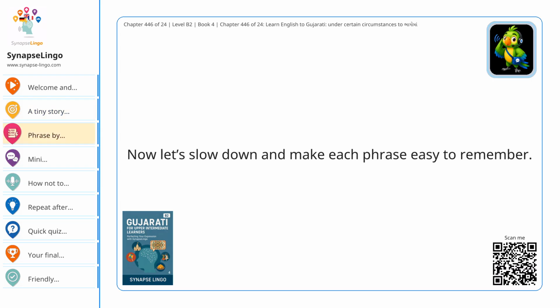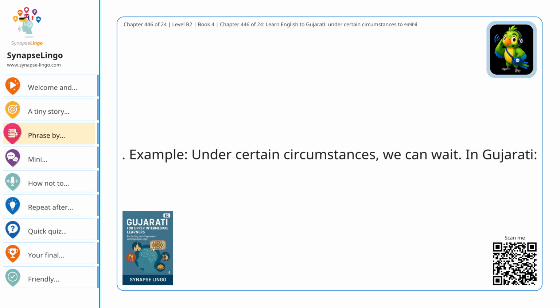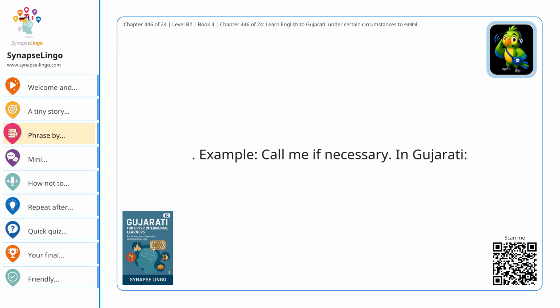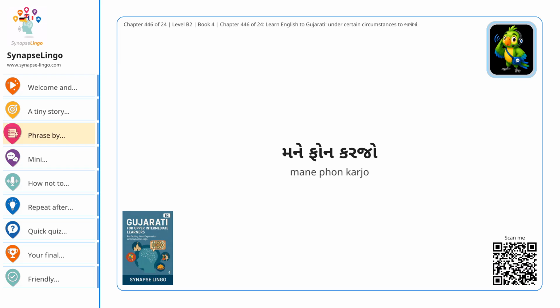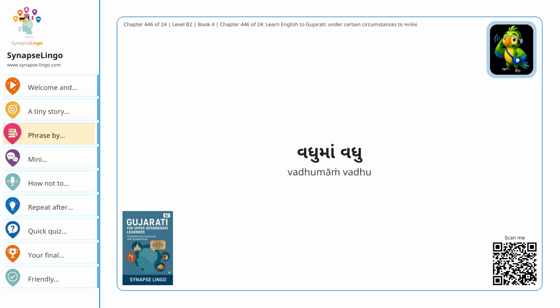Phrase by phrase. Now let's slow down and make each phrase easy to remember. Listen, repeat, and enjoy the examples. Under certain circumstances is ચોક્કસ પરિસ્થિતિઓમાં. Example: Under certain circumstances, we can wait. In Gujarati: ચોક્કસ પરિસ્થિતિઓમાં, આપણે રાહ જોઈ શકીએ. If necessary is જરૂર પડે તો. Example: Call me if necessary. In Gujarati: મને ફોન કરજો, જરૂર પડે તો. At most is વધુમાં વધુ. Example: It will take at most 10 minutes. In Gujarati: તેને, વધુમાં વધુ, 10 મિનિટ લાગશે.